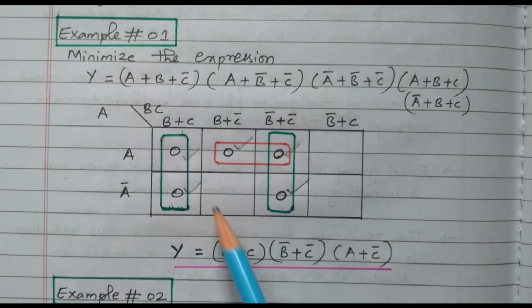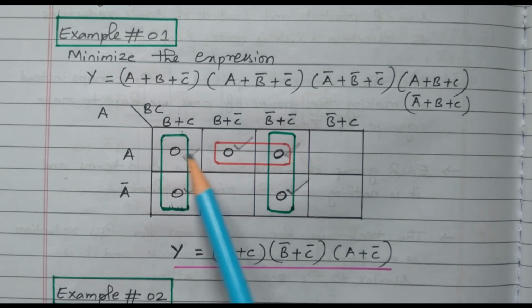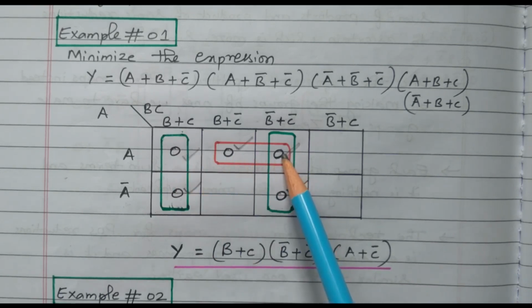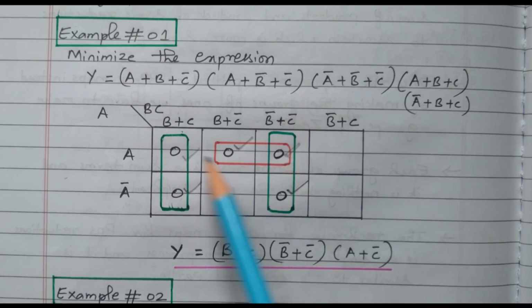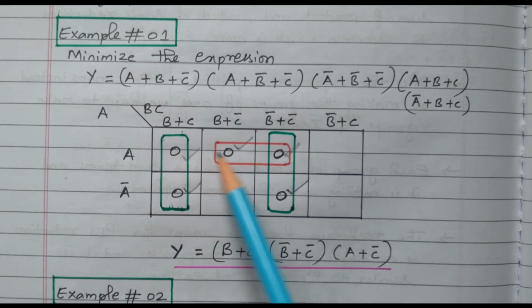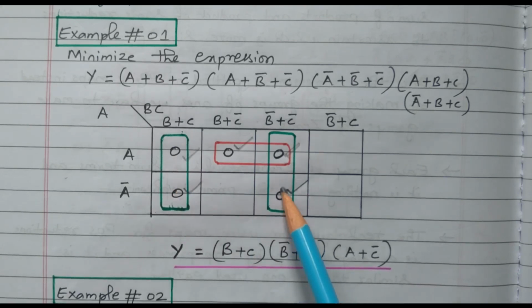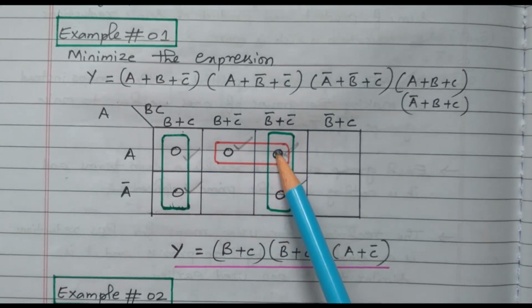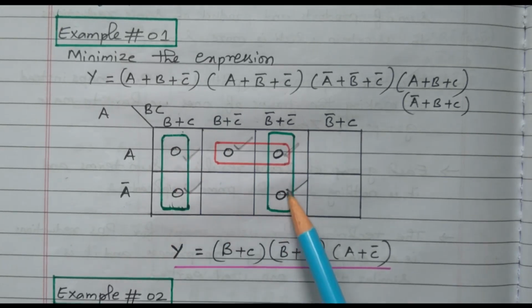Now we need to go for grouping, right? So this is the first group. We cannot group these 3 cells because grouping of 3 cells is not permitted. Grouping of 8 cells, 4 cells, 2 cells or 1 cell only. So we cannot group these three zeros. This 0 can be grouped only with this 0. Similarly, this 0 can be grouped only with this 0. So there is no other way. So this is group 1, group 2.